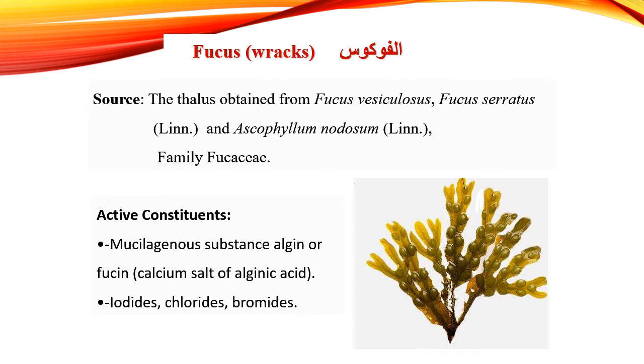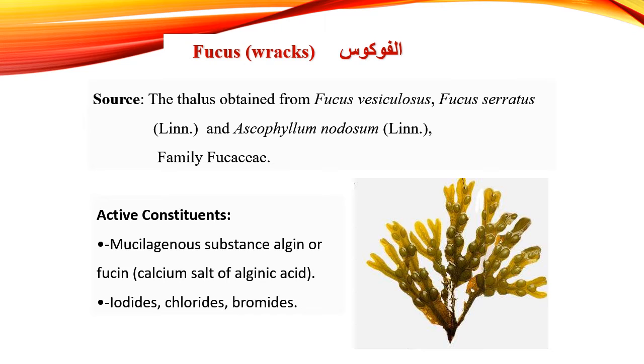Ficus or rax or fucus. The thallus obtained from Ficus vesiculosus and Ficus serratus and Ascophyllum nodosum family Fucaceae. So the Ficus obtained from two species of the same genus and another genus, Ficus vesiculosus and Ficus serratus, both genus Ficus, and Ascophyllum nodosum, another genus, all belong to family Fucaceae.